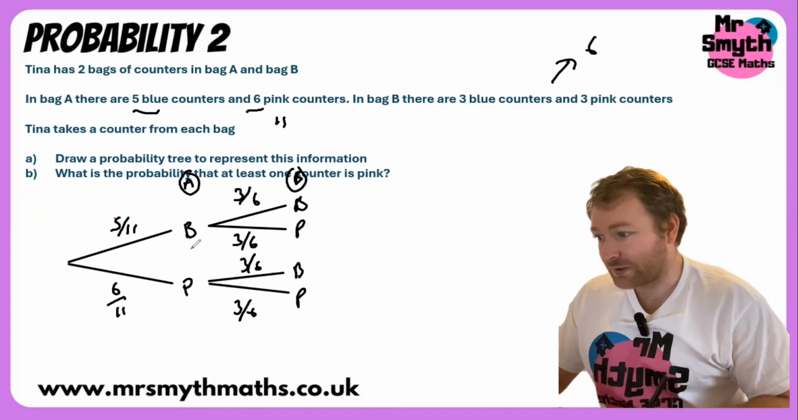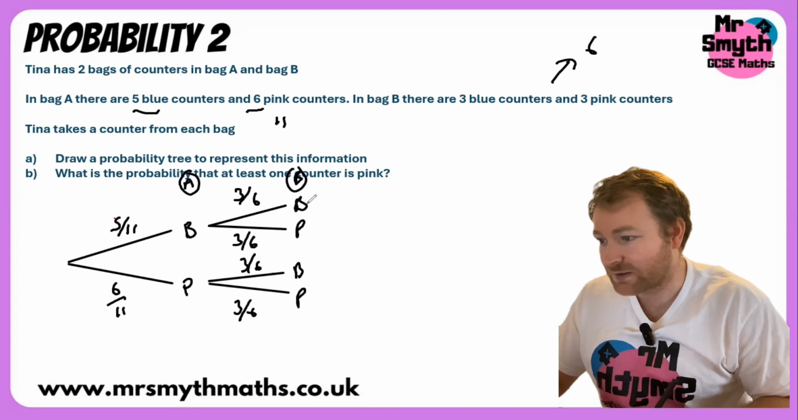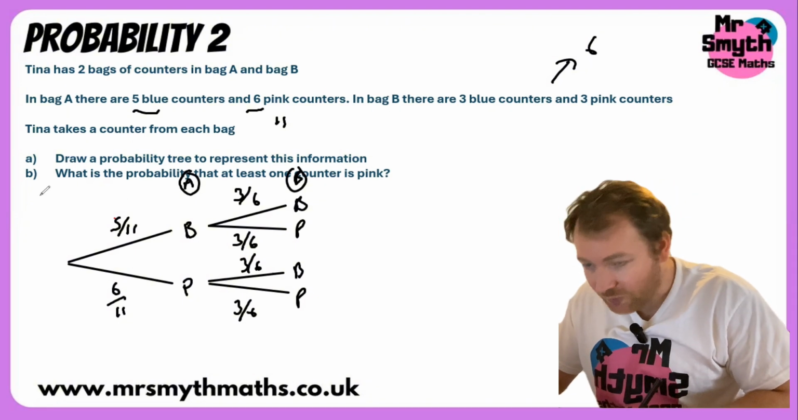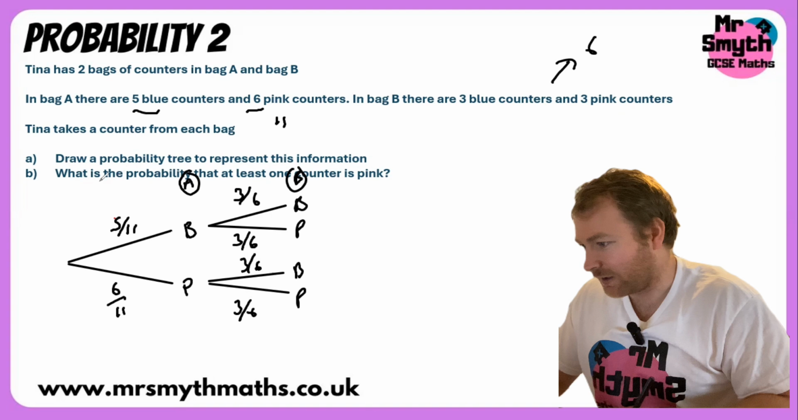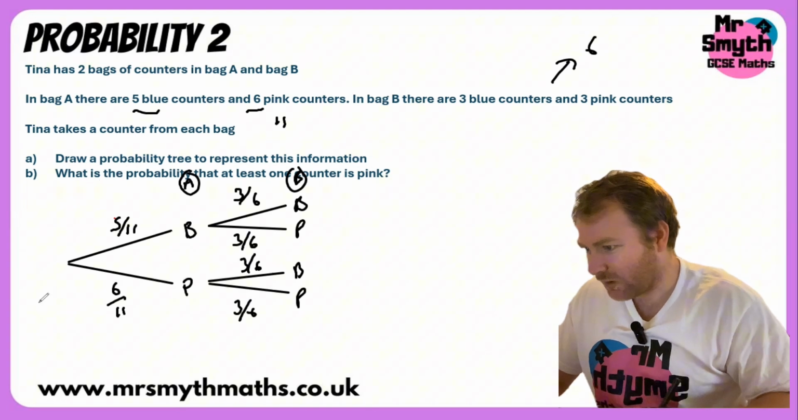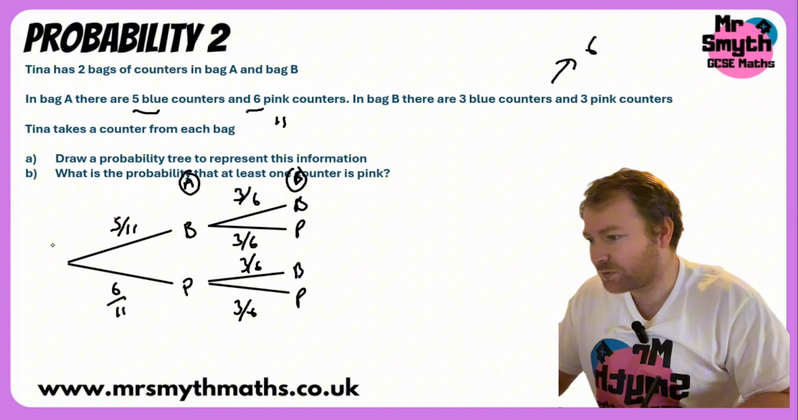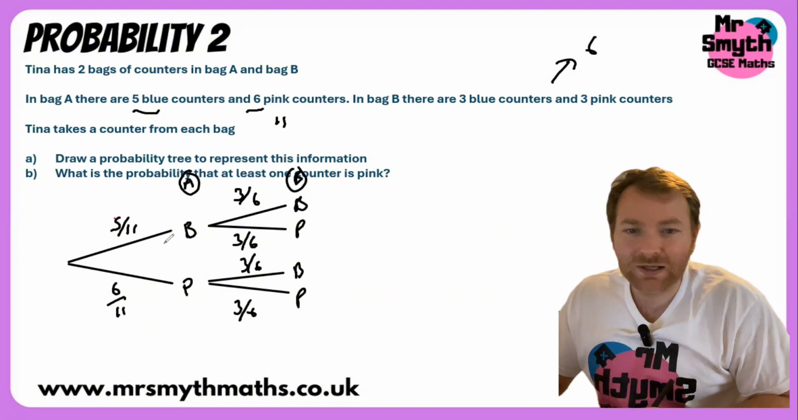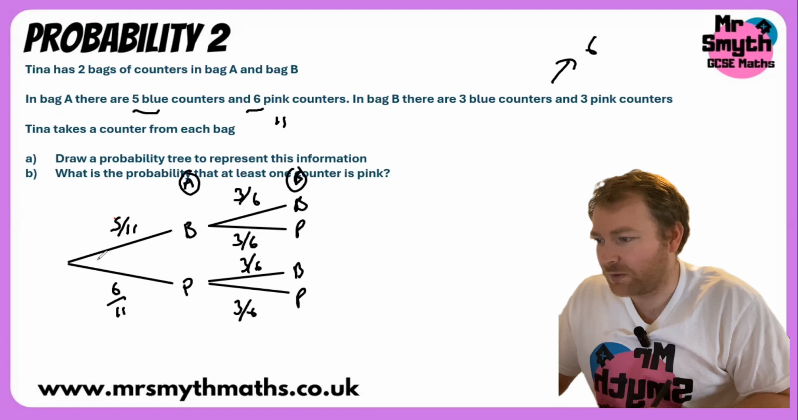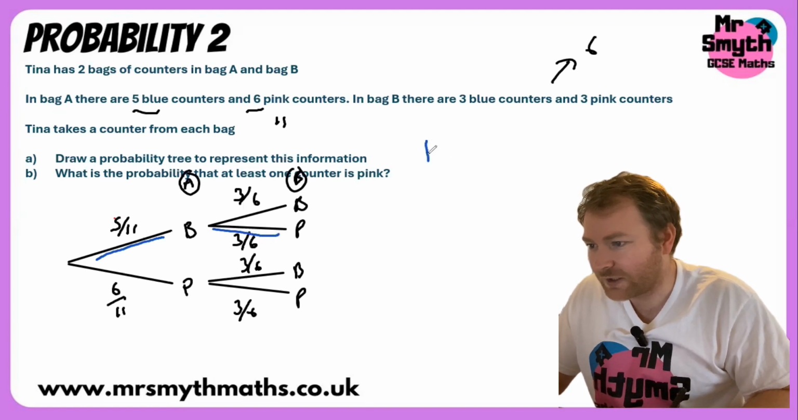Okay, this next one says then, what is the probability that at least one counter is pink? So one counter being pink. I'm going to have to move my face on the screen here, so bear with. So one counter needs to be pink. So I need to write down all the possible ways of making pink. So if at least one of them is pink, it means it could be blue followed by pink. Okay, so it could be this line. So let's write that down.